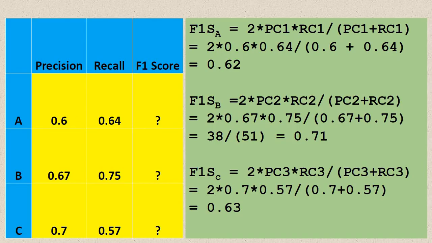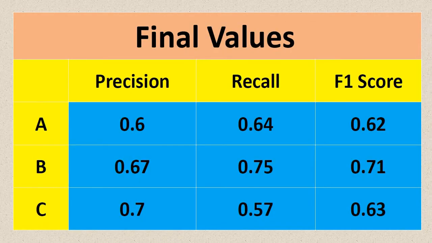Similarly, I have applied it for class B and C, so the final values will look like this. We have the precision, the recall, and the F1 score. Please note, we will use the same table when we validate using the Python classification report, to verify the values which I am calculating manually.